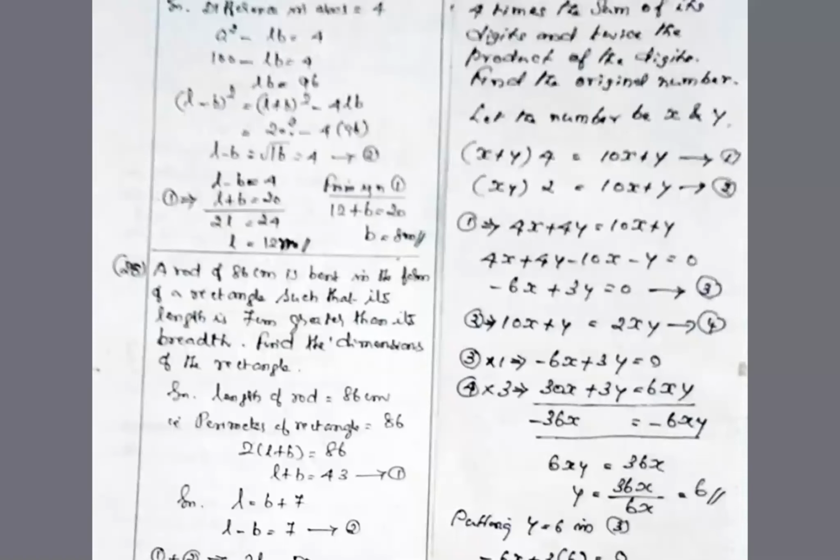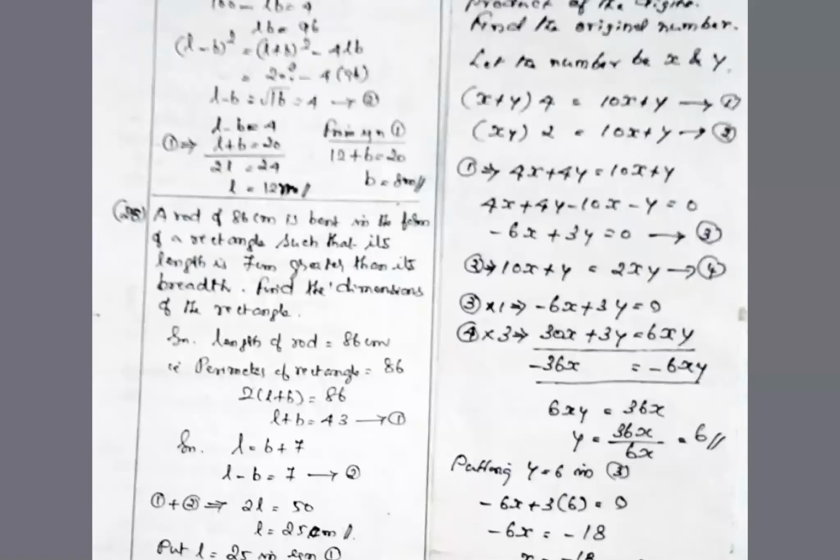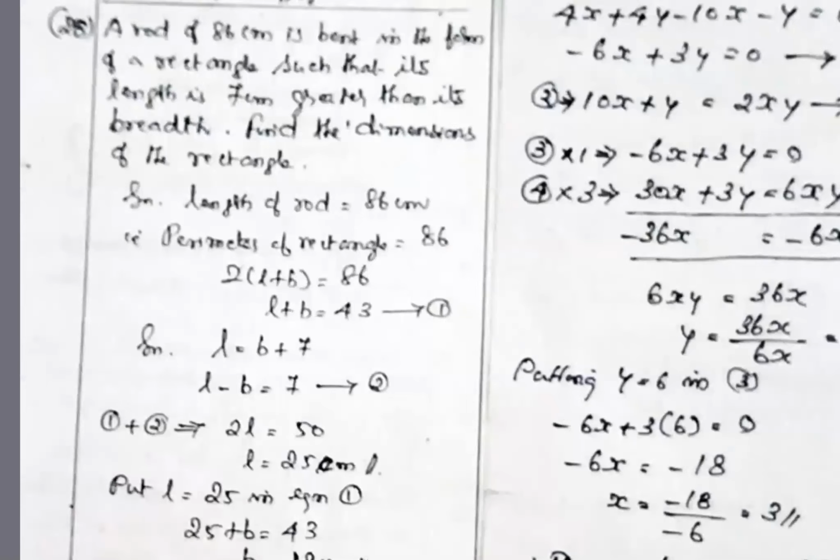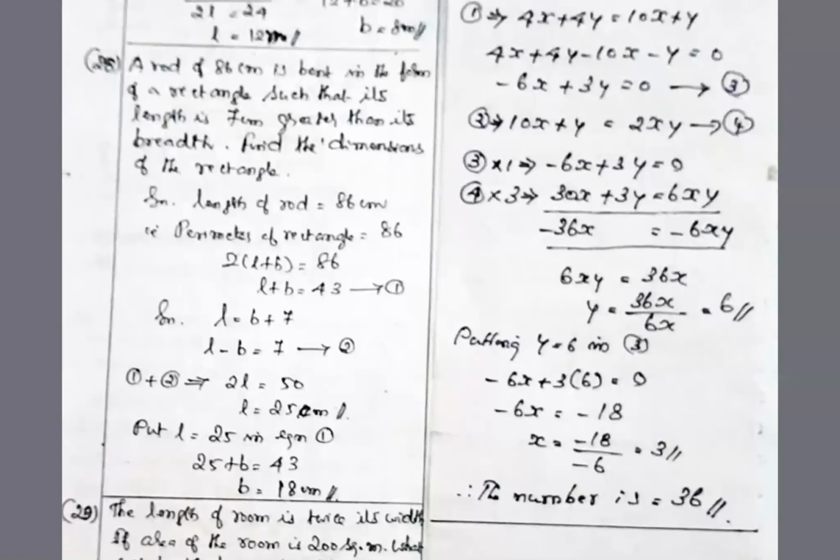Then problem number 28, very important examination question. A rod of 86 centimeter length is bent in the form of a rectangle such that its length is 7 centimeter greater than breadth. Find the dimensions of the rectangle. Rectangle means L and B value they are asking.